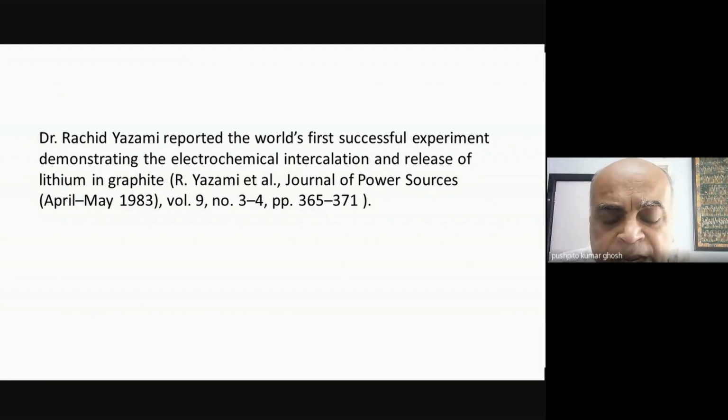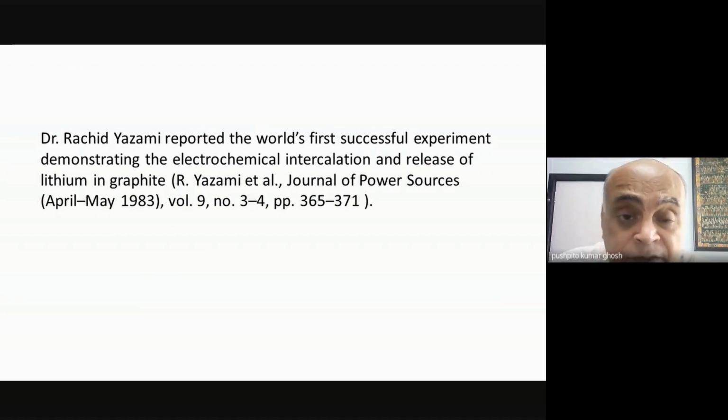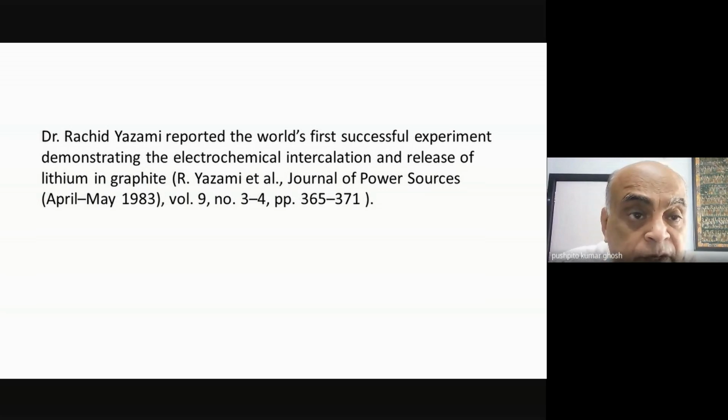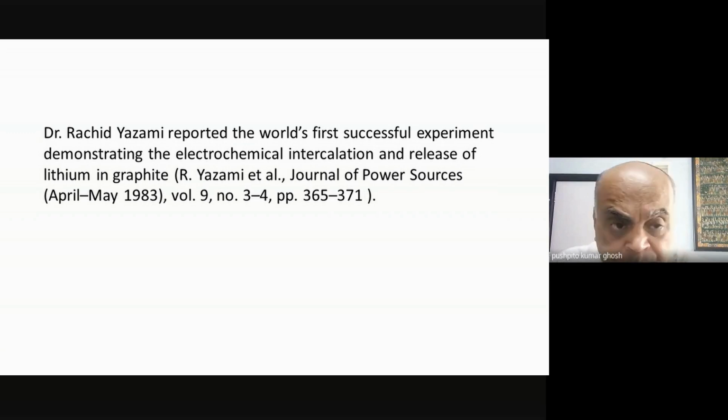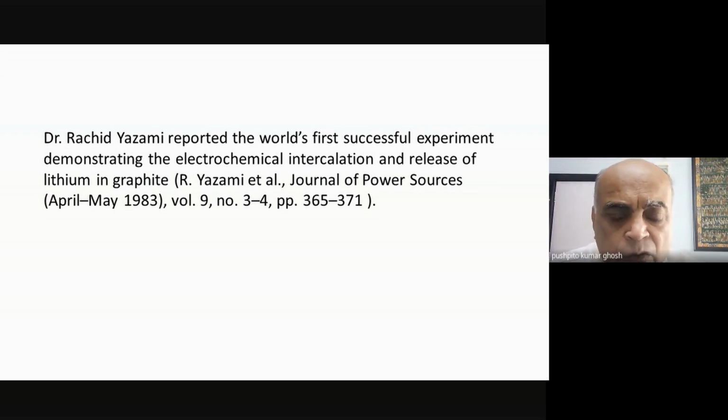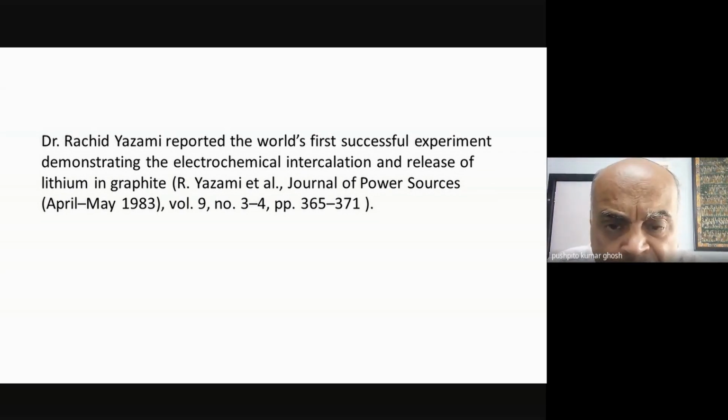That's what he did. The first time someone had shown that carbon can be made negative and lithium can go back and forth into carbon, just like in the case of those cobalt oxide and titanium sulfide, was a person called Yazami. This person, poor guy, he doesn't figure anywhere. And he made this with graphite, and he was able to show that exactly as in the case of the cobalt oxide, lithium can go in and out from graphite because graphite is also a layered structure.